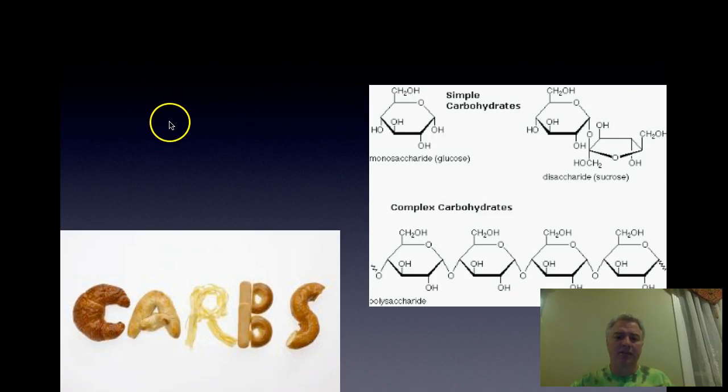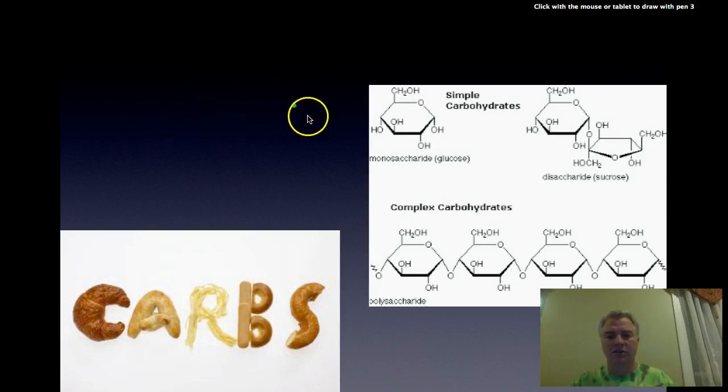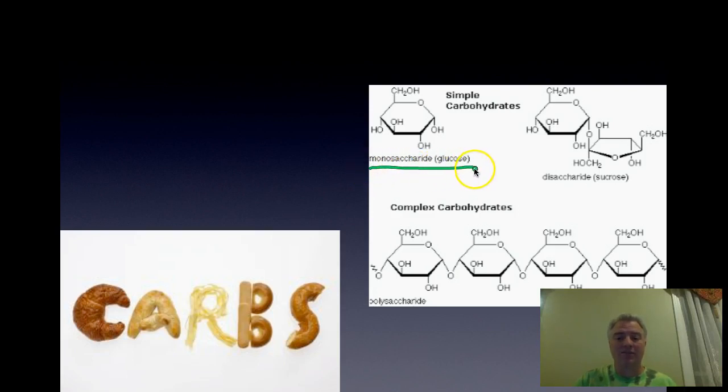Let's use this color since we're dealing with plants here for these first ones. We think about glucose. I can't help but think of plants and photosynthesis. But a monomer of a carbohydrate is this molecule called a monosaccharide. Glucose is an example of a monosaccharide. So it's a building block. It's a simple unit of a carbohydrate.